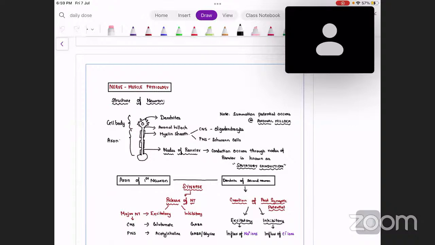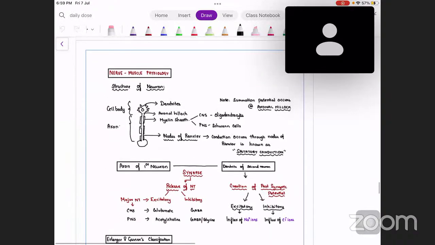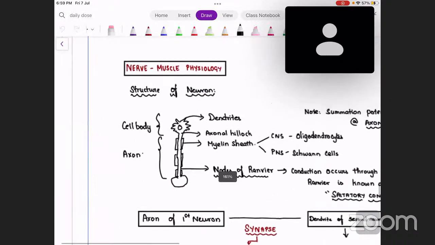Okay, the next high yield area of neurophysiology we are going to talk about. In neurophysiology, the first one is nerve physiology. So you're going to talk about the structure of the neuron. You already know the structure of a neuron: the cell body covered by numerous projections, and one single large projection called the axon. So cell body and axon, while the smaller projections are called dendrites.